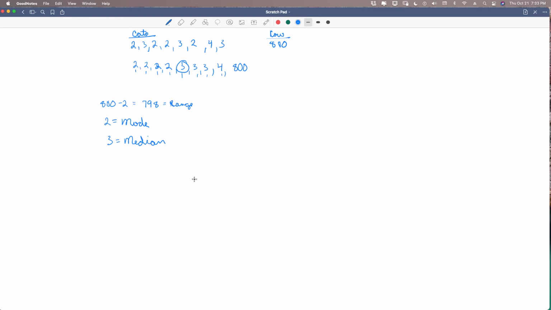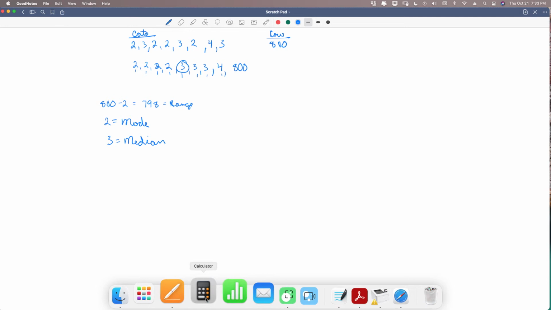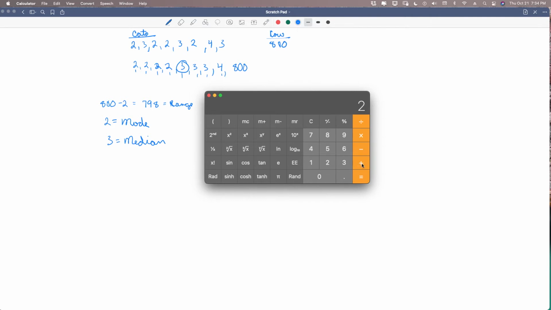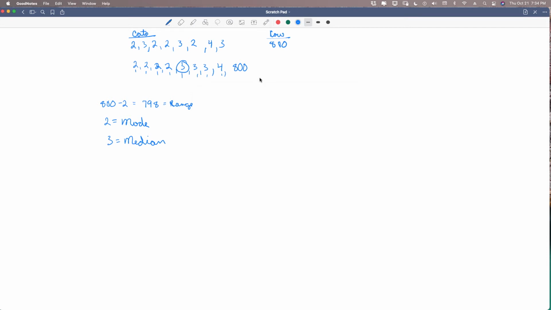So there's not really a whole lot of math involved. Not until we get to this point. Let me pull up my calculator. The most math you'll have to deal with is when you find the mean or the average. So what we're going to do is add all these numbers together. So you have 2 plus 2 plus 2 plus 2 plus 3 plus 3 plus 3 plus 4 plus 800 equals 821. All right, and we have 1, 2, 3, 4, 5, 6, 7, 8, 9 numbers. So we divide 821 by 9, and we get 91.222222. So our mean, we'll say 91.2 repeating, is our mean.